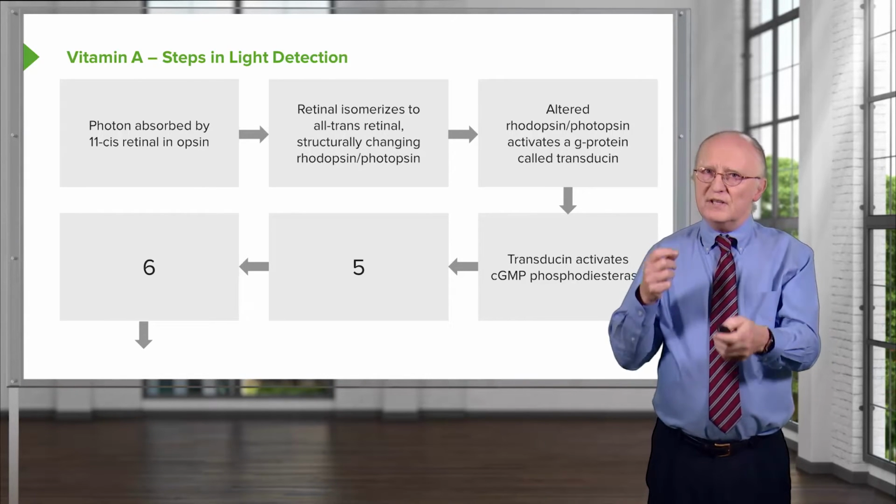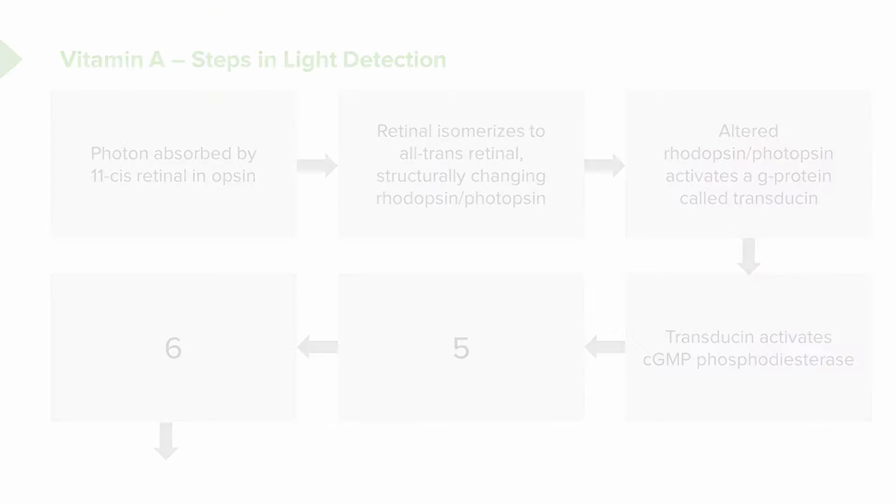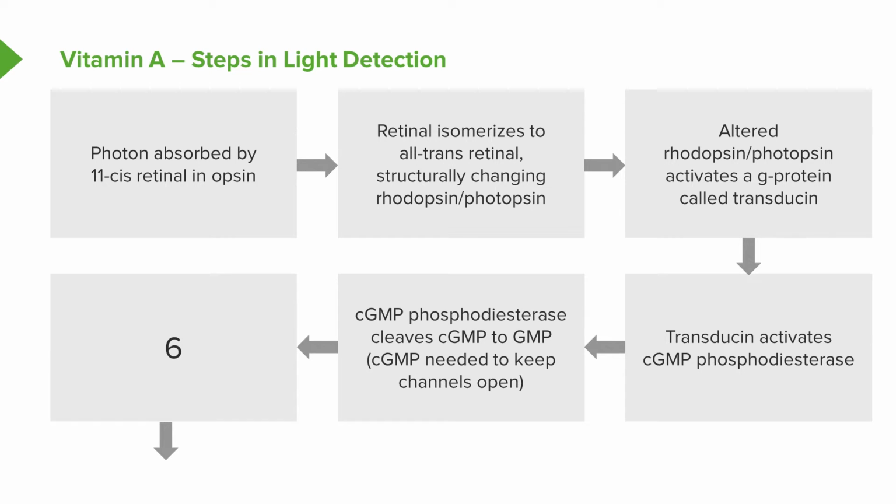The transducin that has been activated, ultimately by this photon of light, goes and activates another enzyme known as cGMP phosphodiesterase, or as we will probably refer to it here, simply as phosphodiesterase. The phosphodiesterase cleaves cyclic GMP, or cGMP as you see here, to produce GMP. Now, cGMP is very important in the eye cell for keeping the unpolarized state.